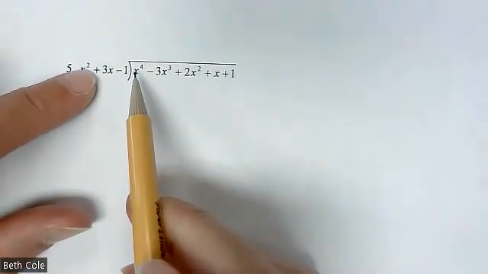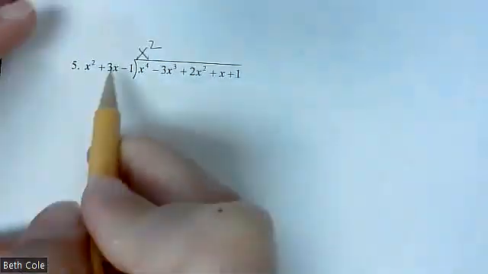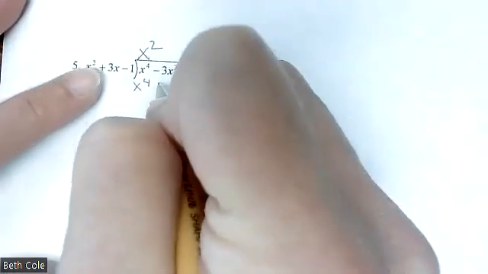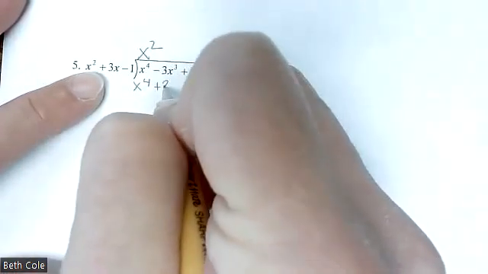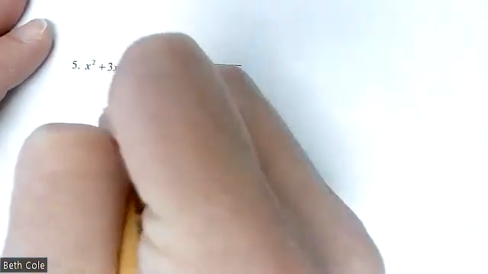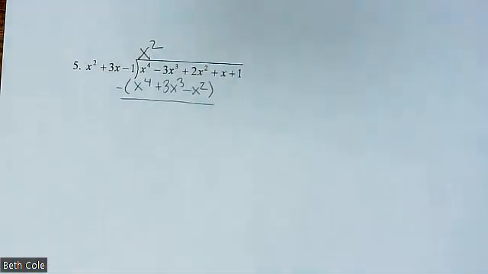So you have x squared. You want to turn it into x to the 4th. You would multiply by x squared. We're going to distribute that through here. So x to the 4th plus 3x cubed minus x squared, and we're going to subtract. So the first column will cancel.